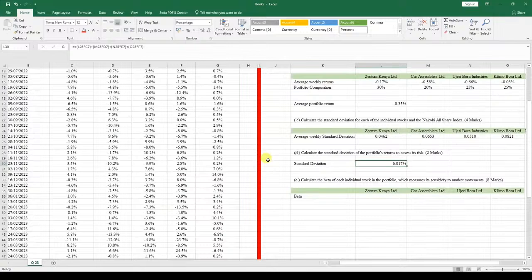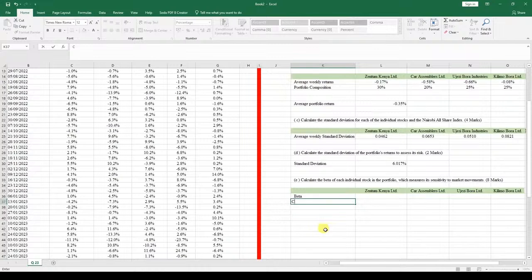Then finally, we are asked to calculate the beta for each individual stock in the portfolio, which measures its sensitivity to market movements. The beta is given by the covariance of the market and stock, so you can put it like so, covariance of the market and the stock. Then we divide that against the variance of the market, like that. And that's what we're going to do: covariance of the market and stock.